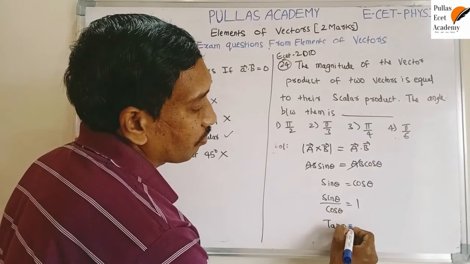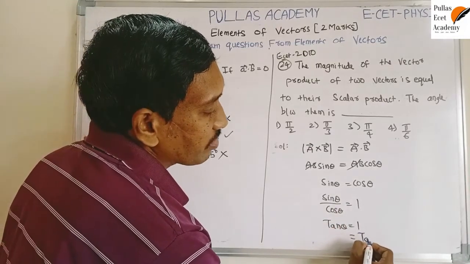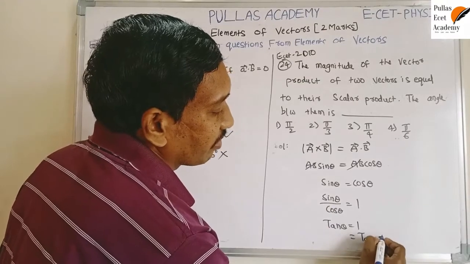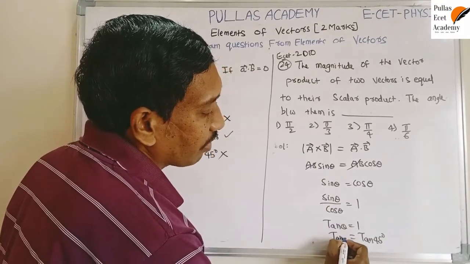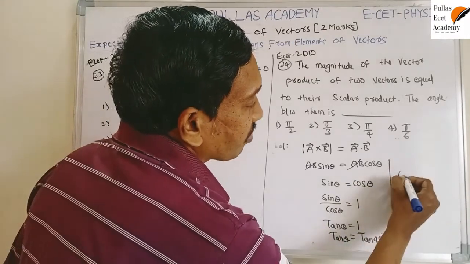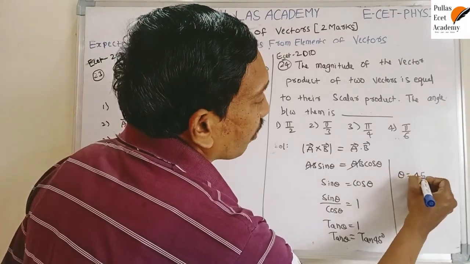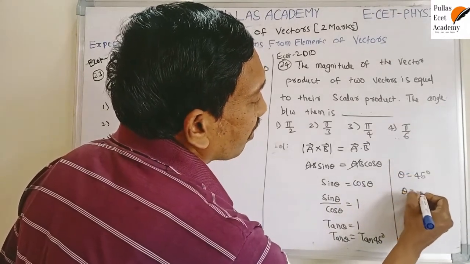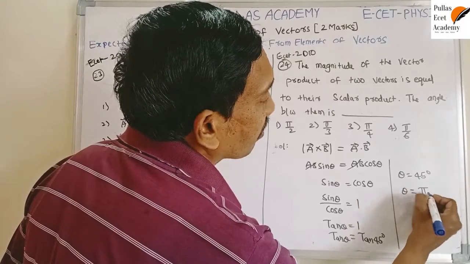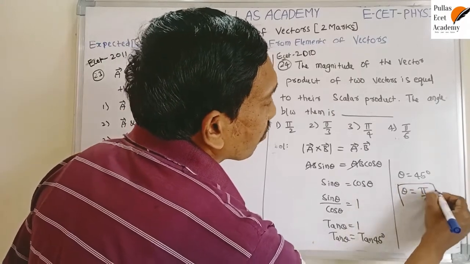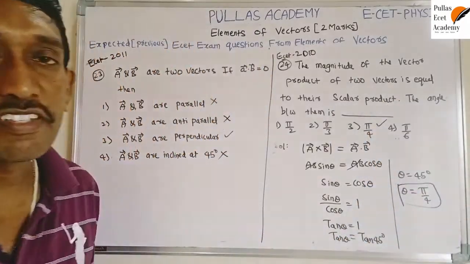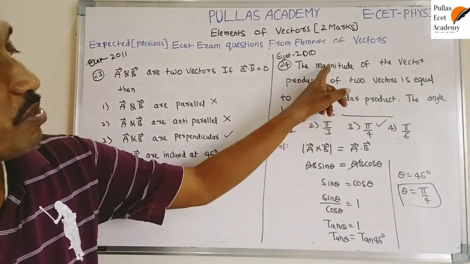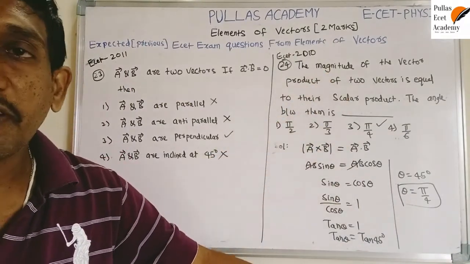Tan theta is equal to 1, which means tan 45 degrees. That means tan theta is equal to tan 45 degrees. Then what is the theta value? 45 degrees, which in radians is pi by 4 radians. So what is the answer here? Pi by 4 radians is the correct answer. Just understand the question, then you very easily get the answer.